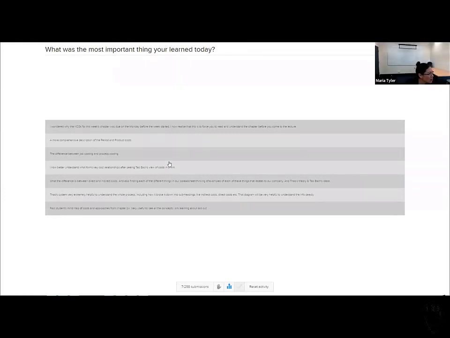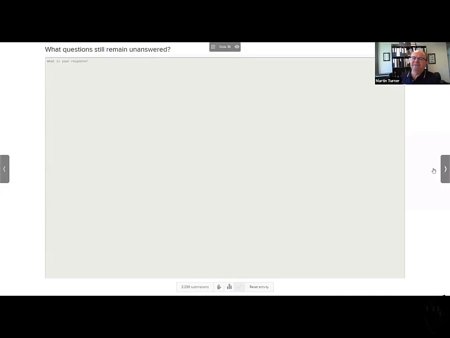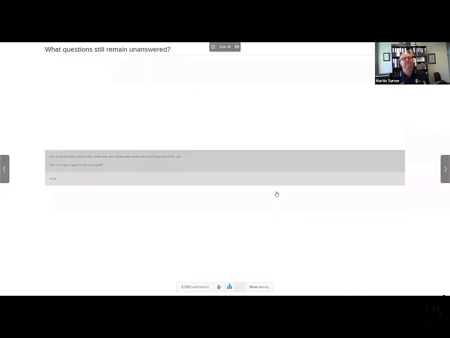Past students' mind map of costs and approaches from chapter 6. Very useful to see all the concepts I am learning about laid out. So that's good. Great. Good old Thao Bach. She's a bit of a star, isn't she? Now, what questions still remain unanswered?